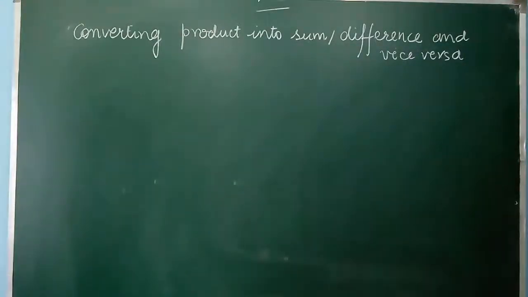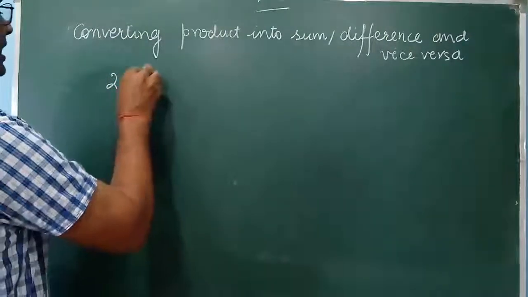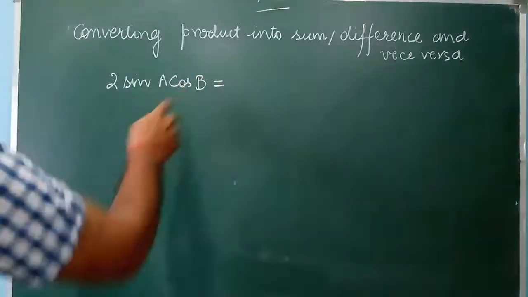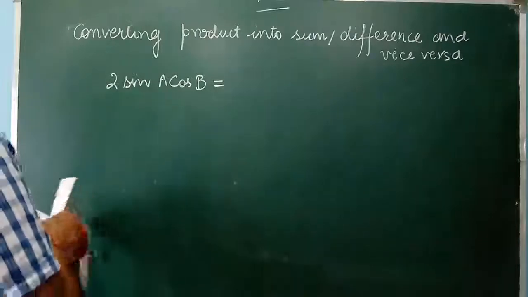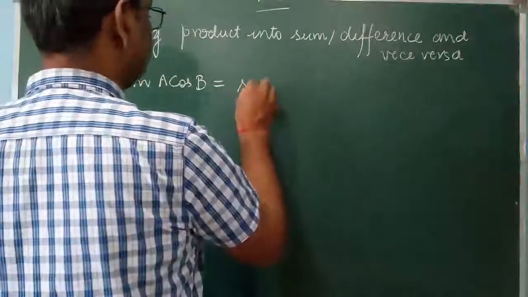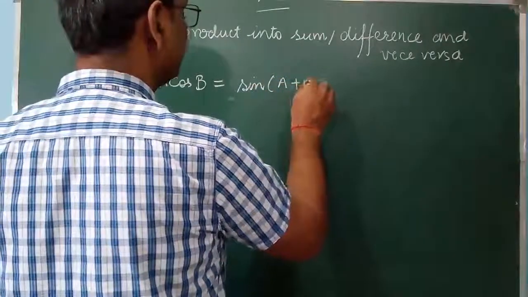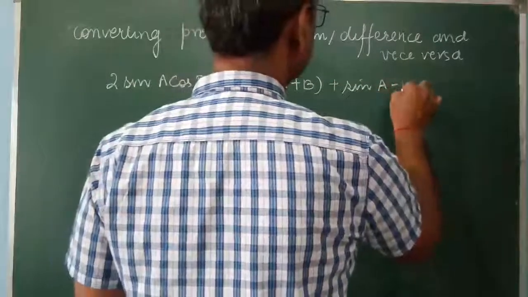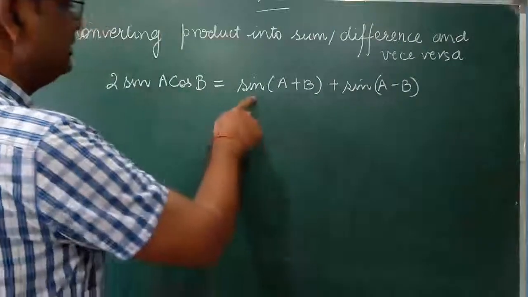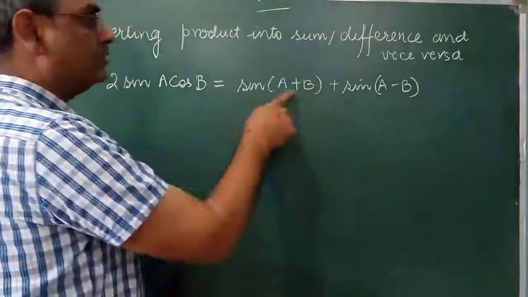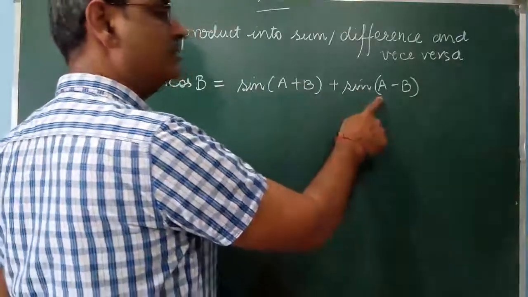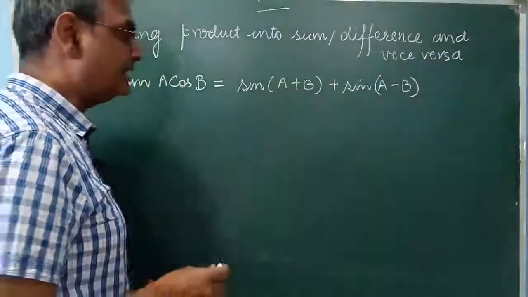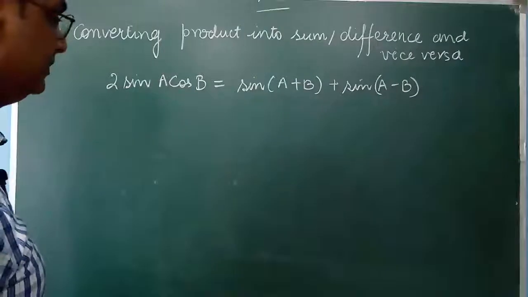Now what is the product here? The product is 2 sin A cos B. First one is A and second one is B. So it is sin A plus B plus sin A minus B. If we find the formula for this, this is sin A cos B plus cos B sin A, and this is sin A cos B minus cos B sin A. So plus cos B sin A and minus cos B sin A will get cancelled. You will be getting 2 sin A cos B.